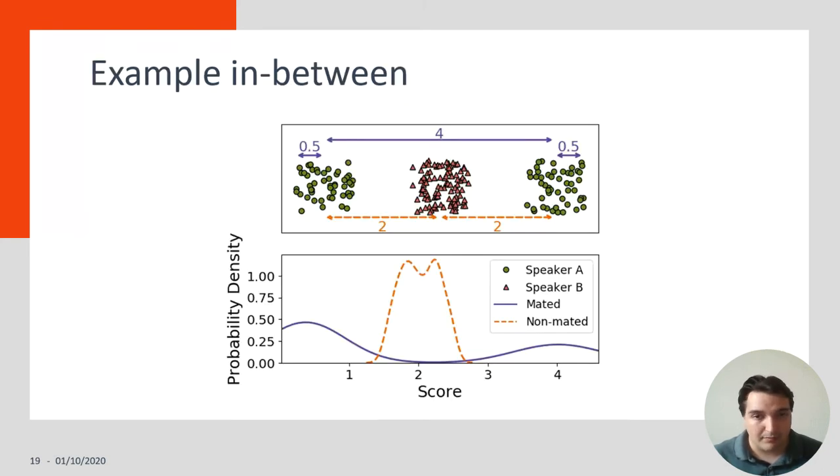Let's see an example to see how this can happen. Here we have 2 speakers, speaker A and B. We see that the utterances of speaker A are either put in one of the 2 clusters on the left or the right, while speaker B is always put in the middle cluster. If we use the centroid, which is the center of each of the clusters, and we compute all of the scores, this is the score distribution that we get.